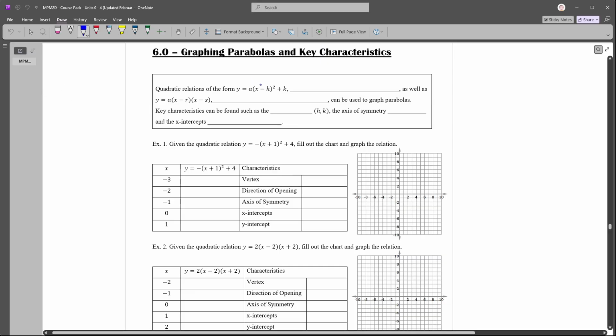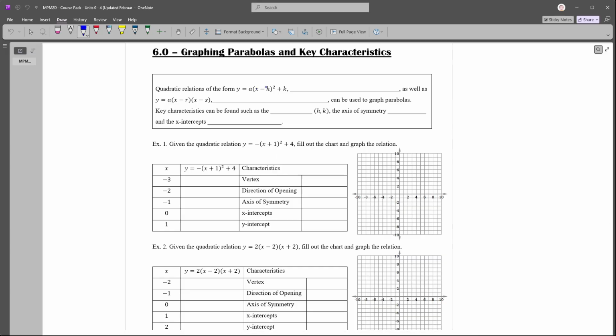All right, so quadratic relations in the form y is equal to a times (x minus h) all squared plus k. We know that that's the vertex form. And the reason why we know it's the vertex form is that we can actually pull the vertex directly from this form with the values of h, k. Our vertex is really just (h, k). So that's pretty useful information. We can get that just by looking at the quadratic relation itself.